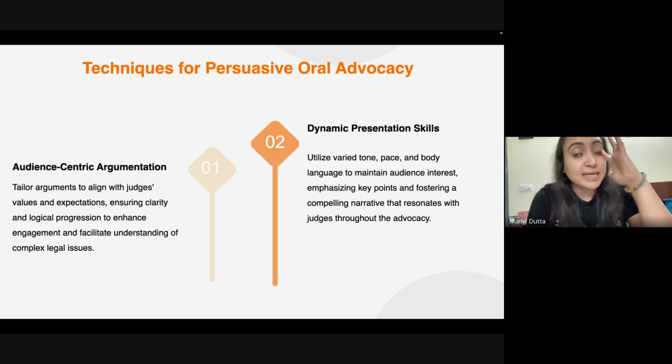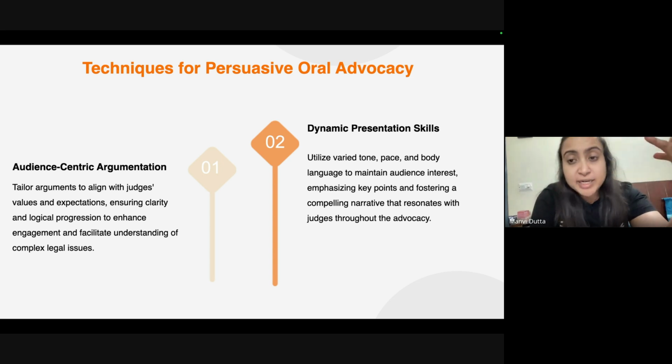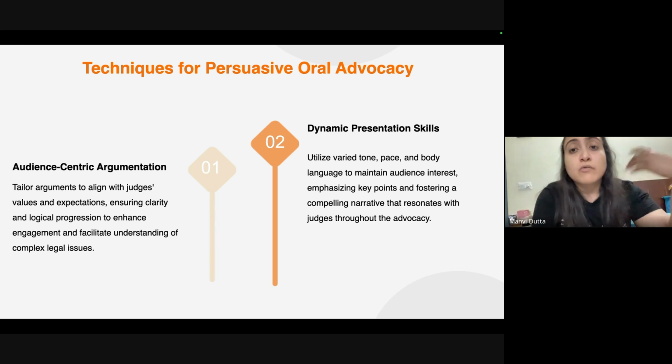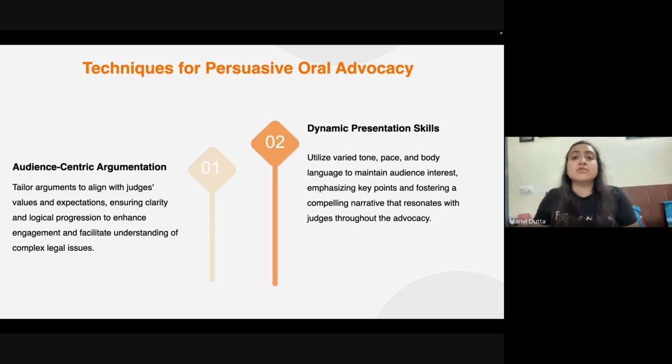Then talking about dynamic presentation skills, you should always utilize varied tone and body language, so that it maintains the interest of the audience. That is, the audience in your case will be the judges. So you should always emphasize key points and foster a compelling narrative that resonates with the judges through advocacy. That means you should be very much convinced of what you are contending before the court, so that it is persuasive for the judges to agree, and the judges will resonate with those issues through your oral advocacy. So these are a few techniques of persuasive oral advocacy.